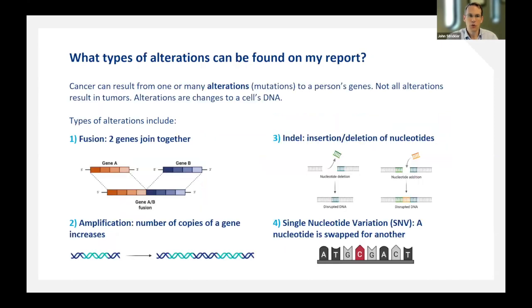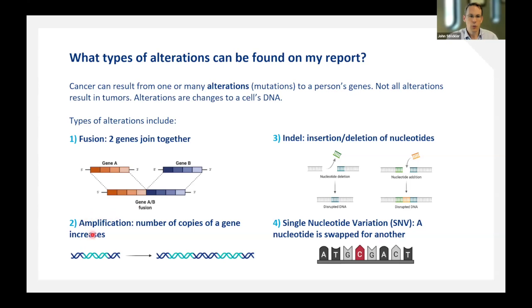So cancers can result from alterations, sometimes mutations to a person's genes, but not all mutations result in tumors. An alteration is a change to a cell's DNA. Now we're getting into the complicated stuff. A fusion is an event where two genes that normally function and do their job get joined together and create an aggressive, call it a super gene, something that causes a cell to grow uncontrollably, to invade, to spread.